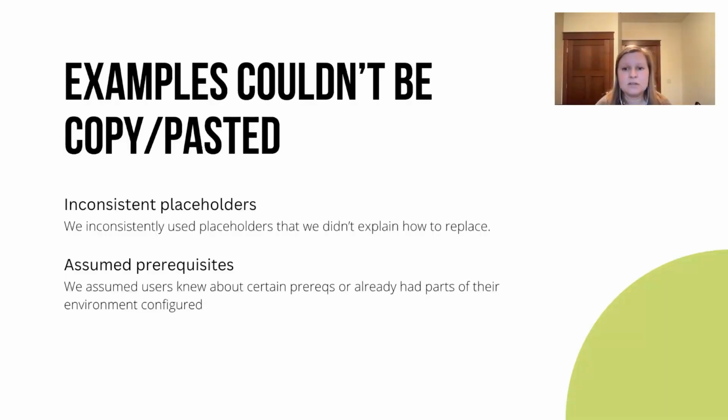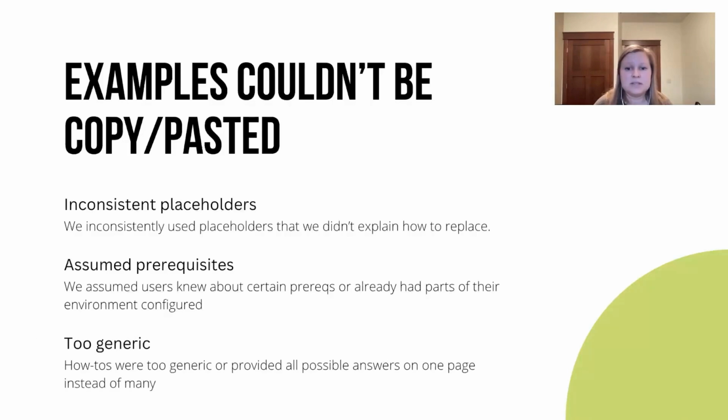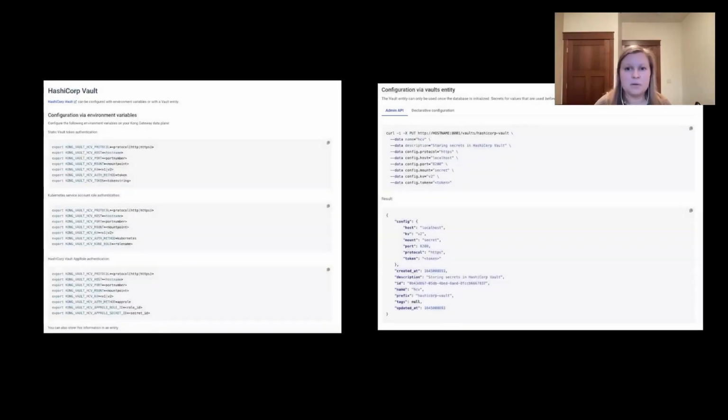Additionally, content often assumed that users knew certain general prerequisites. We didn't list these prerequisites, which frustrated new users. Many how-to guides specifically were too generic or tried to provide all possible options on one page. They weren't opinionated enough, so in the end, they were unhelpful to users. For example, on our HashiCorp Vault how-to, we showed all the possible ways you could configure a vault, but didn't provide any information about how HashiCorp needed to be configured, and the placeholder values weren't descriptive enough.